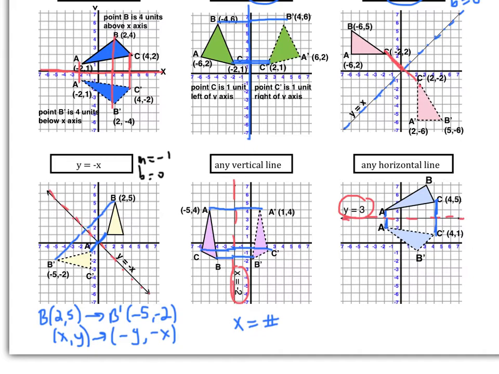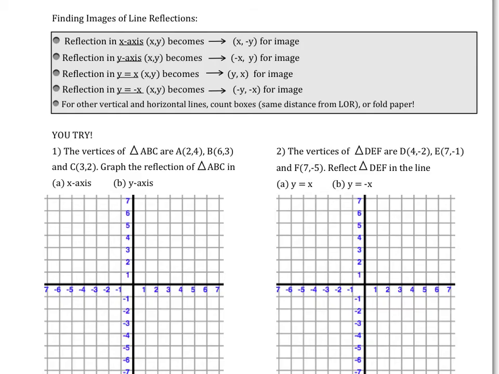Alright, next we'll try some examples. So at the top of the page we have some rules. If you're doing a reflection in the x-axis, every point x, y becomes the new point by doing x comma negative y. All you do is change the sign on the y value of your point. If you're doing a reflection in the y-axis, every point x, y becomes a new point by changing x to negative x and then keeping y the same. So all you do is change the sign on the x value.